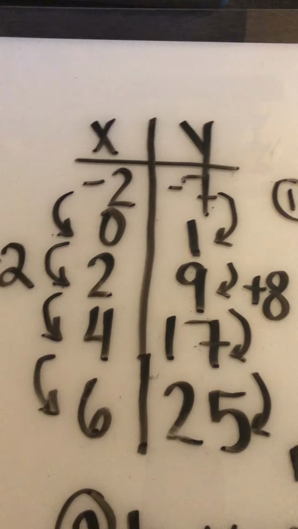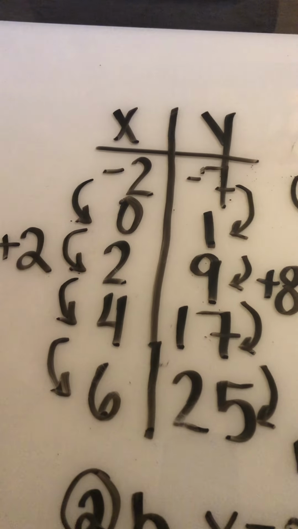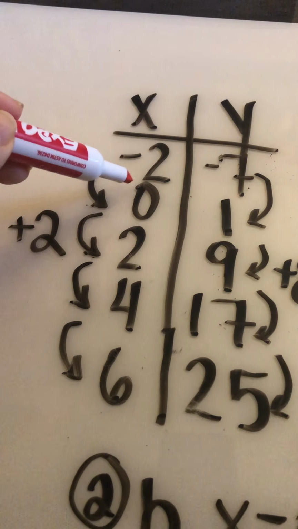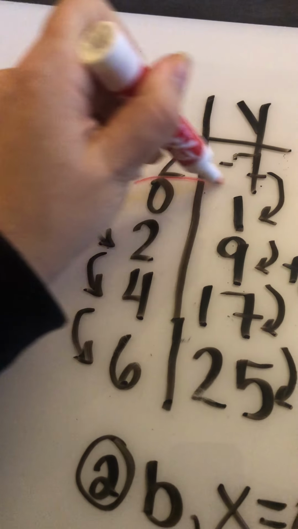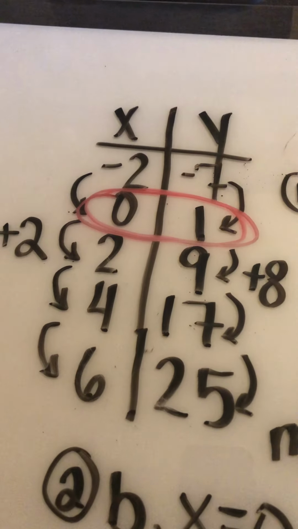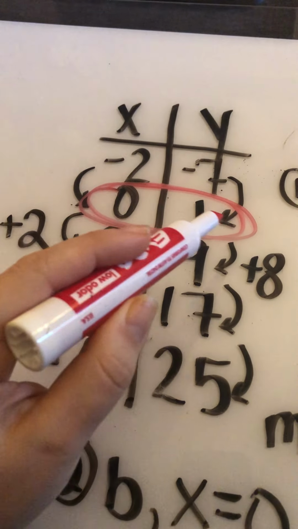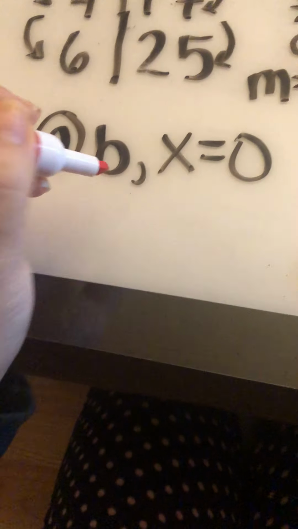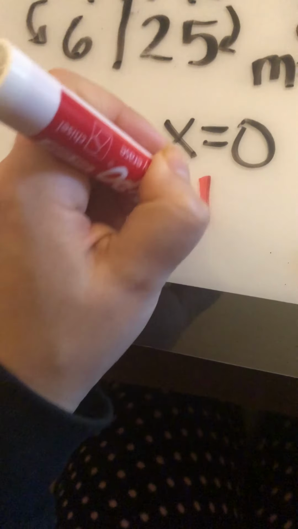that value with 0 is going to be our y-intercept. So if I look in my table and I go down the x column, I see I have a 0, so my b is going to be 1. It's always the y value that is next to 0. So for this example, b is going to equal 1.